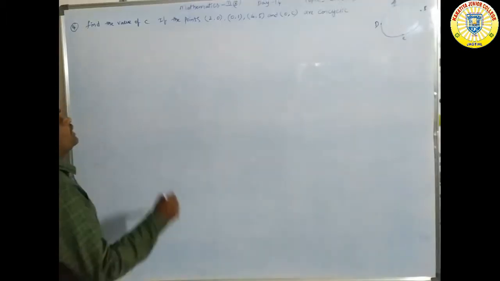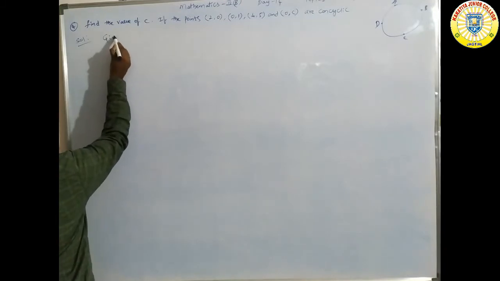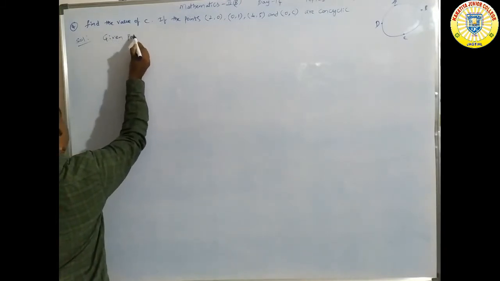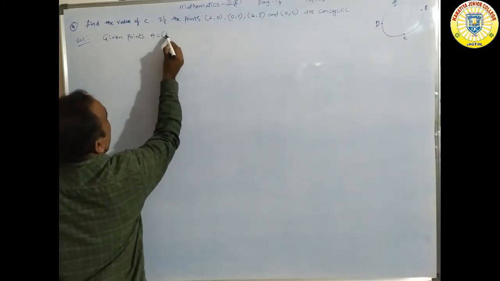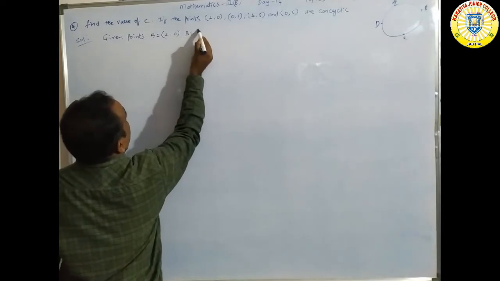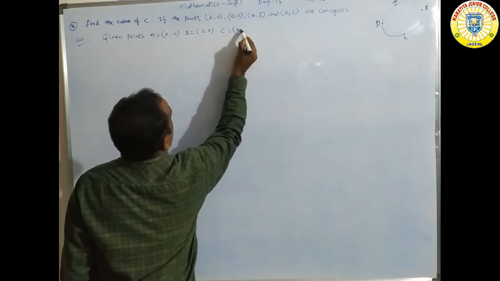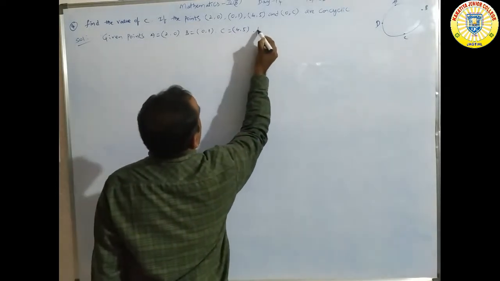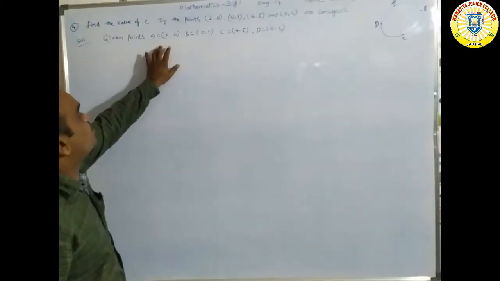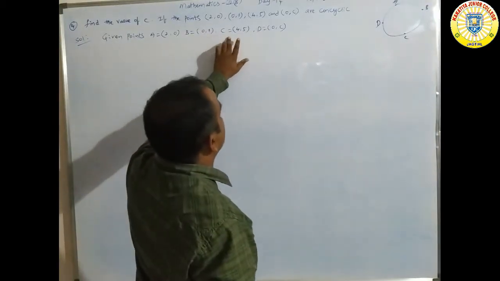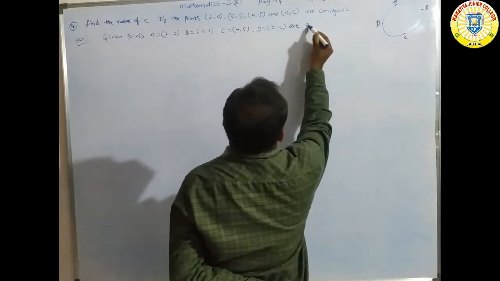Okay now, solution. What are the given points? Given points: A is (2, 0), B is (0, 1), C is (4, 5), D is (0, c).